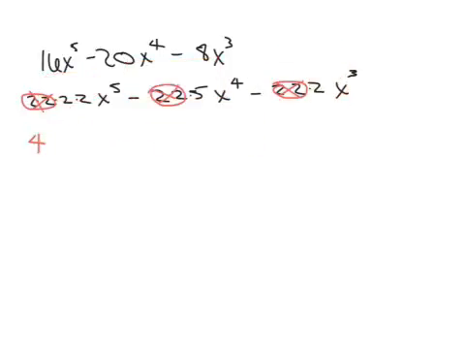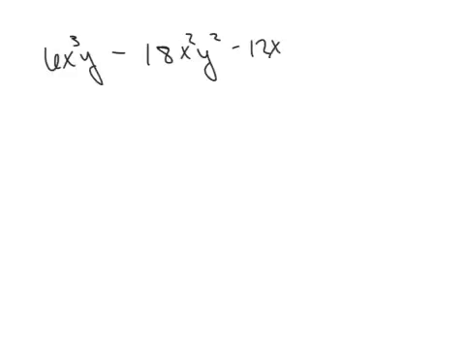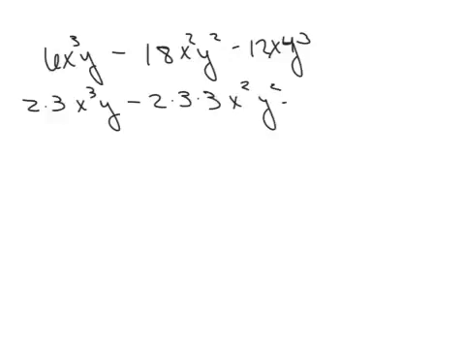See if I can make some of this disappear. Alright, example 6. 6x cubed y minus 18x squared y squared minus 12xy cubed. Okay, so 2 times 3 x cubed y, 2 times 3 times 3 x squared y squared, minus 2 times 2 times 3 xy cubed. Alright, so product of primes is what I did right there.